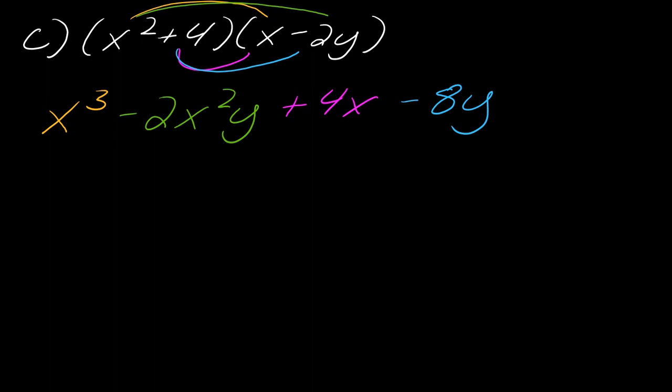And so this is kind of the thing that I wanted to point out. You're not guaranteed to have like terms. In this case, we have no like terms. So sometimes you'll just multiply everything together, and then that's it, you're done.